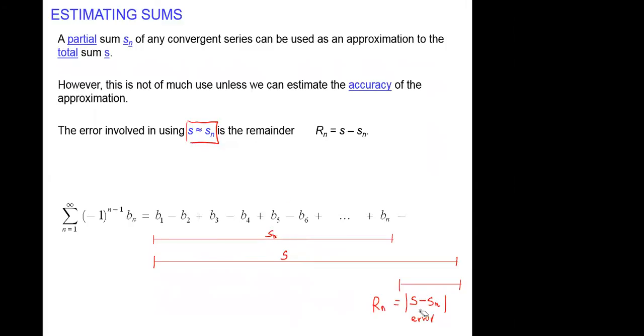Now we have to know how to approximate the size of this error, the size of this short line. If I had the entire sum and could compute the partial sum, whatever partial sum I would like to take, I could just subtract S minus S sub n. But of course, that's not really the point, because I don't think we will have S. If I had S, why would I even have to approximate something?